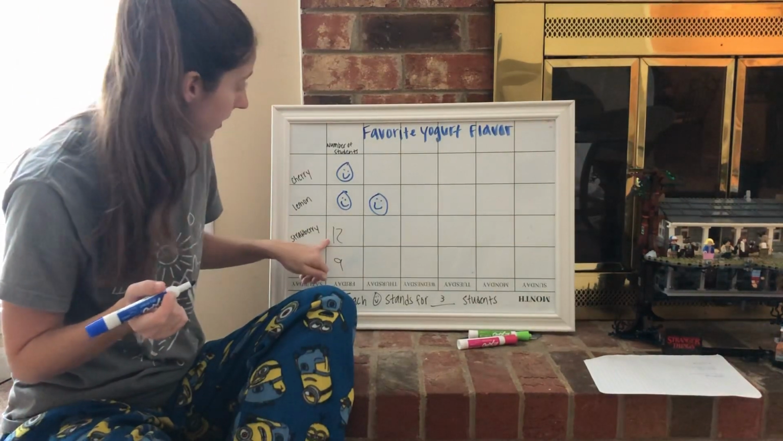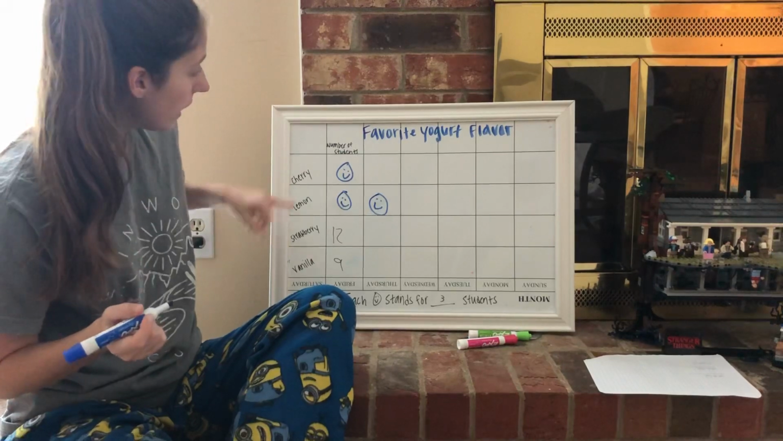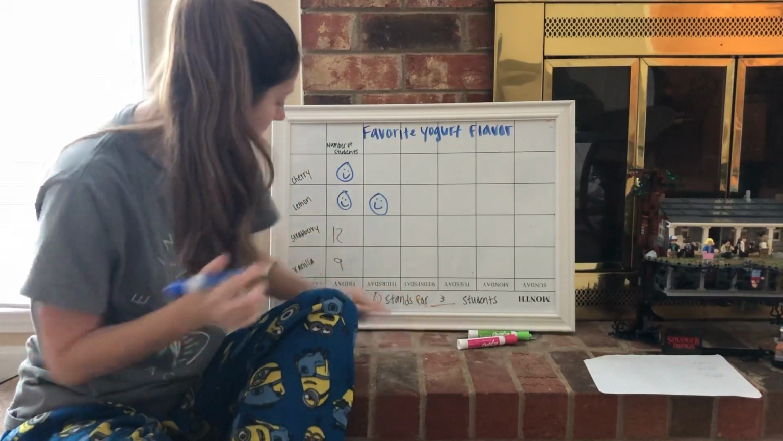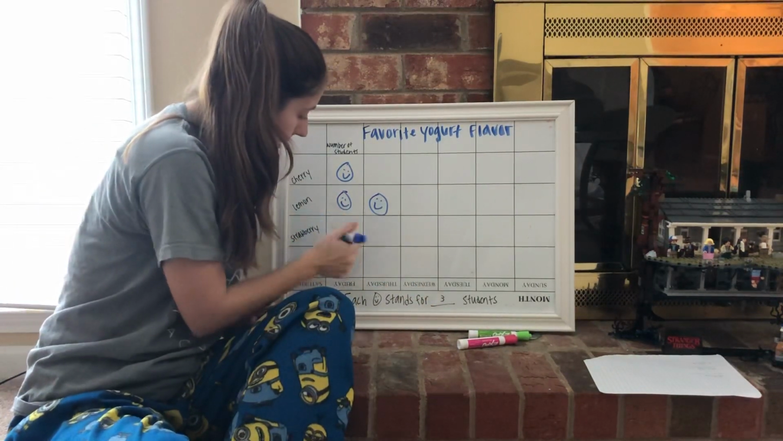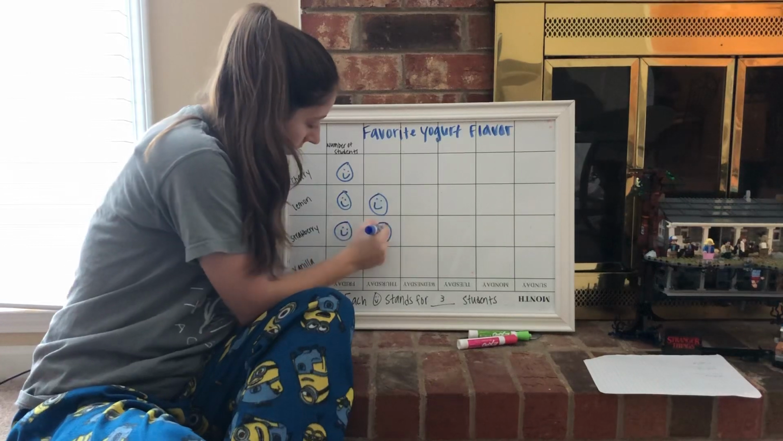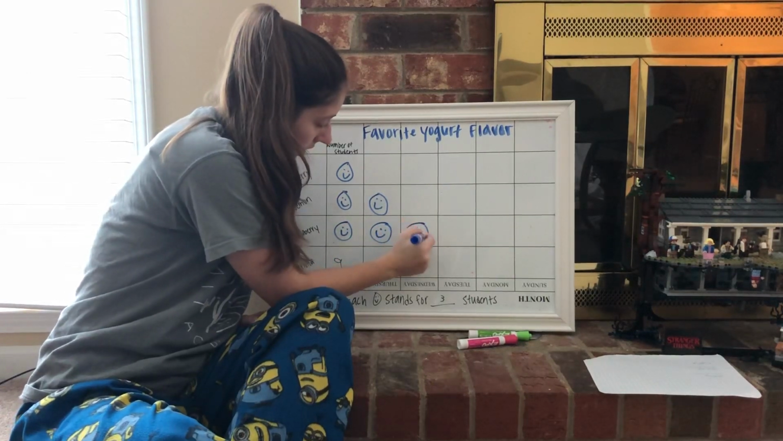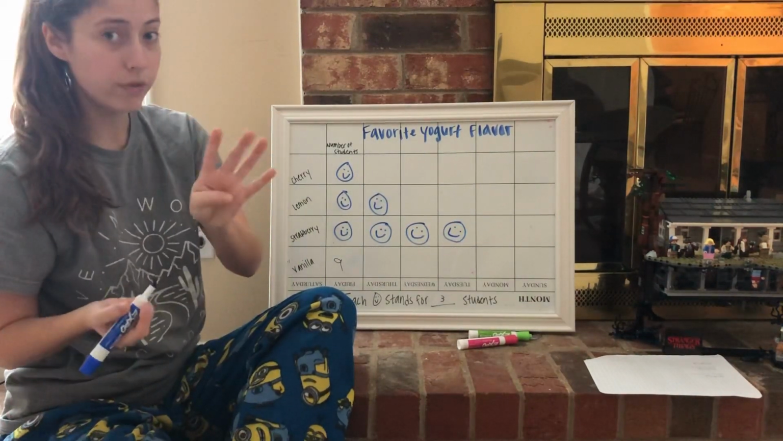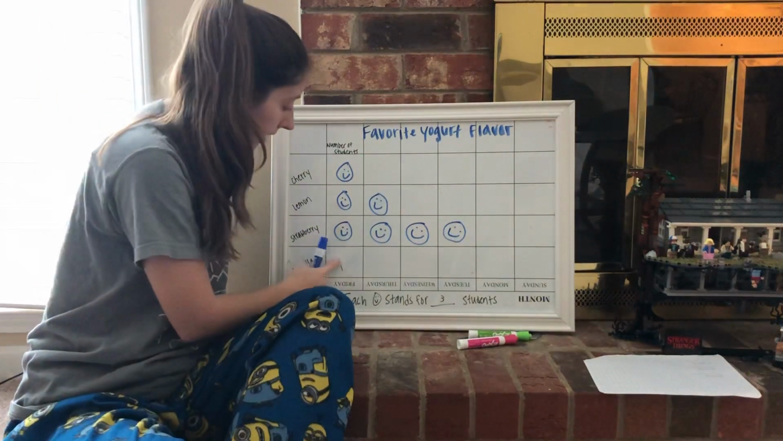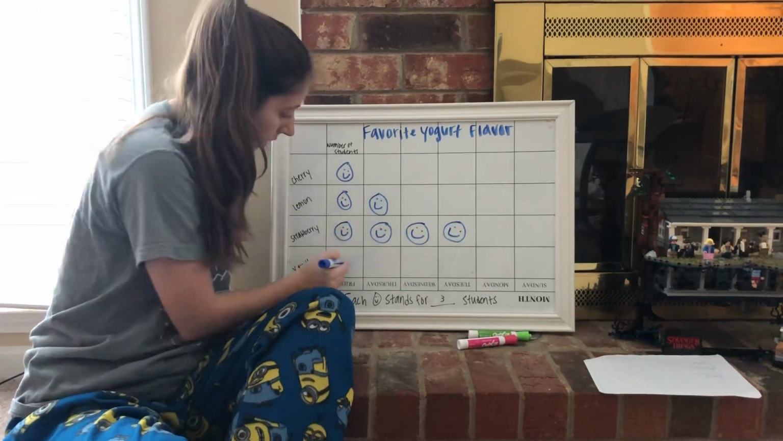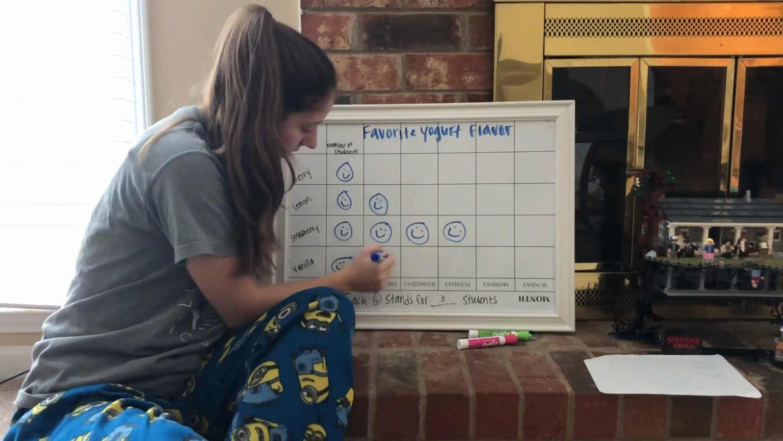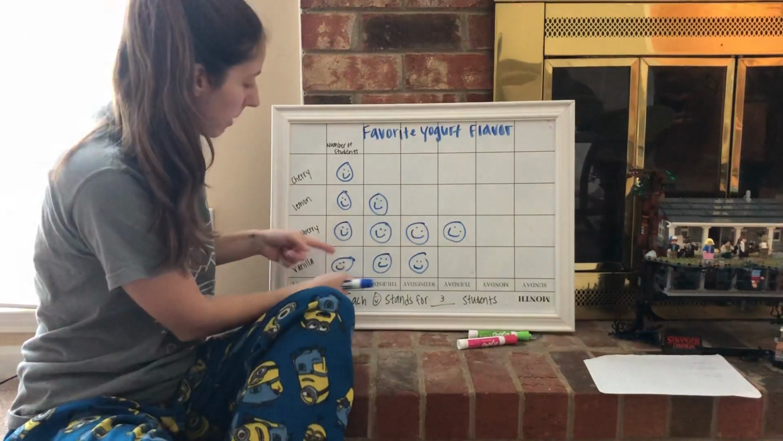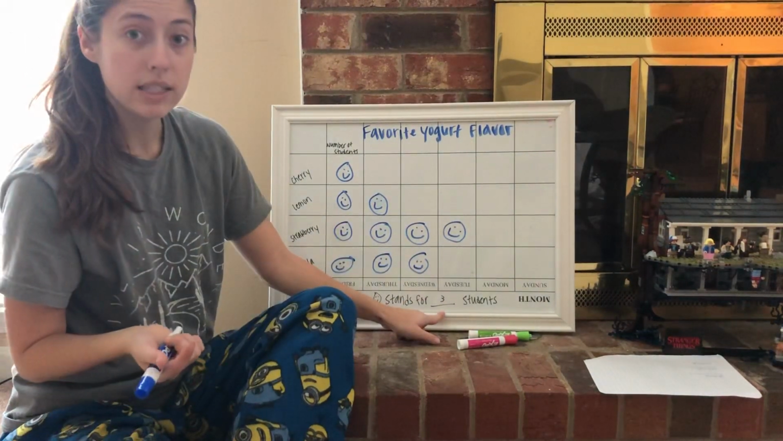So 12 people said that they like strawberry as their favorite yogurt flavor. If each smiley face stands for 3 people, I could even skip count to get to 12. So that's like saying 3, 6, 9, 12. How many smiley faces? 4. Gonna do the same with vanilla. 9 students said that they like vanilla. 3, 6, 9. So each one of these smiley faces stood for 3 students.